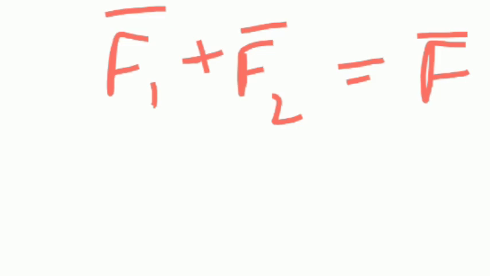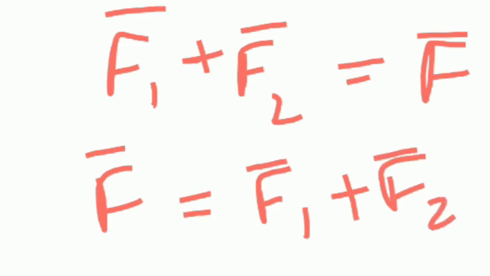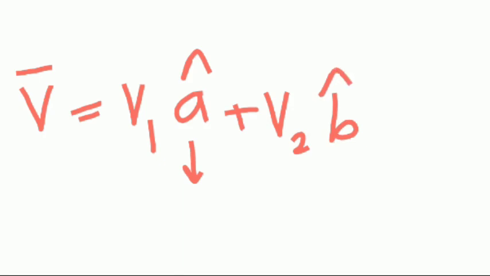Resolution is the reverse process. So we will have one vector and then we can write it as an addition of different vectors. So this is called resolution. For example, suppose v bar is a vector. So I can write it as v1 a cap. Now what is this? This is the unit vector along direction A, plus v2 b cap plus v3 c cap.